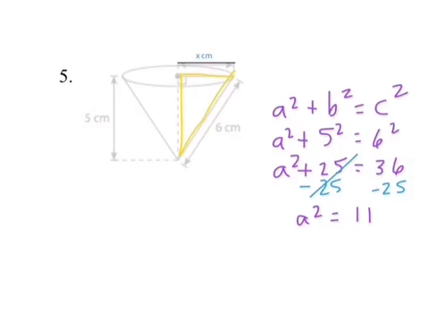And that would give us 11. Then the final step would be to take the square root of 11. This would be an irrational number. We would get about 3.316. If we round to the tenths place, we would get approximately 3.3.